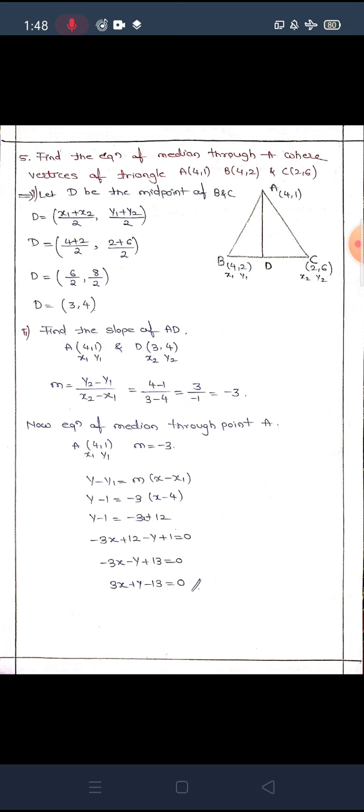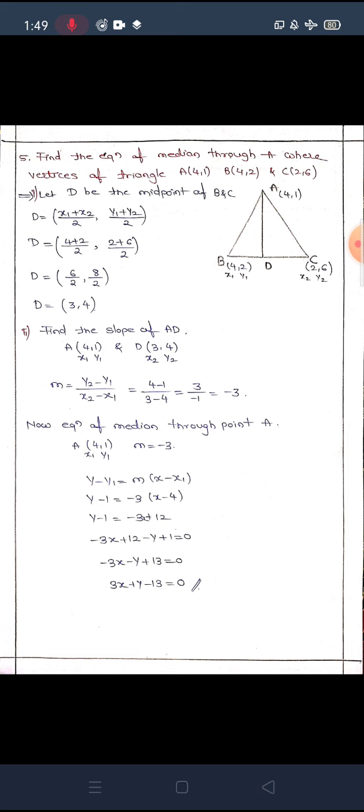Now you can see on the right-hand side I have drawn a diagram, that is triangle ABC. So write down the points A, B, C as (4, 1), (4, 2), (2, 6). You have to find the median of the triangle from the point A. So from the point A, draw one line to BC. I have marked it there as D.